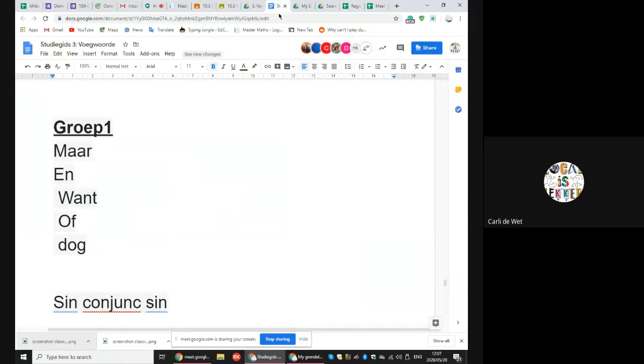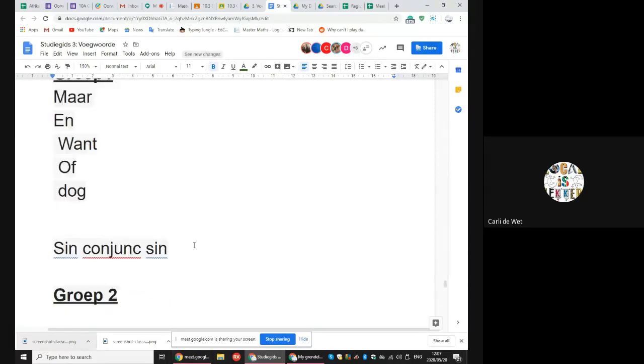Groep 1 van voegwoorde is maar en want of dog. Maar en want of dog. En jy gaan dit onthou as jy dit 'n klomp keer herhaal. I know most of you already know the group 1 words. That shouldn't be a problem for you. So ons doen dit sin, conjunction, sin. That's how we do a sentence with group 1.